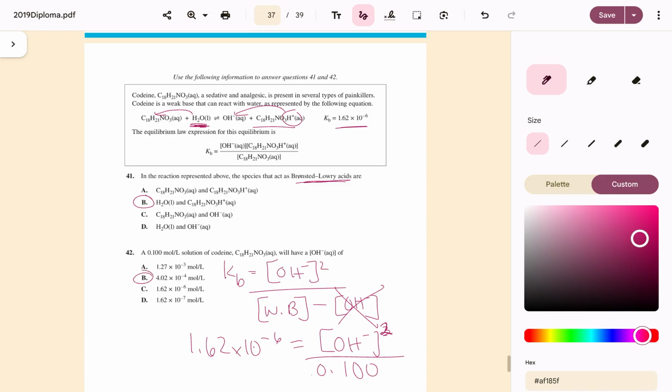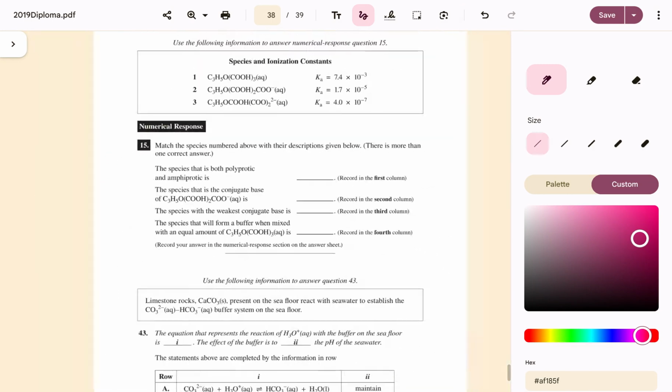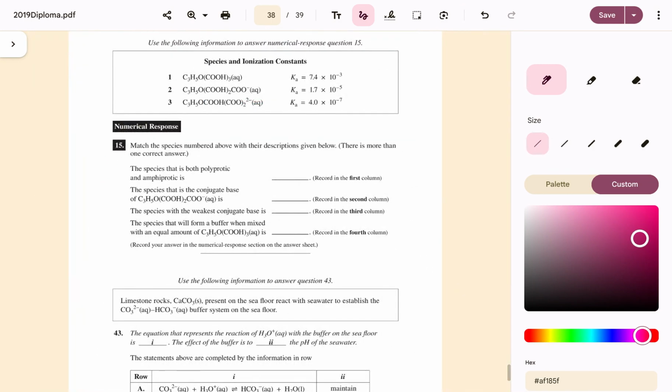So multiply this out of the denominator and then square root the whole thing to get OH by itself. Okay. Now, this one here, giving information about some compounds with their Kas, and then asking which species is both polyprotic and amphiprotic. So to be polyprotic, you have to have more than one hydrogen or more than one negative to donate. And to be amphiprotic, you're able to act like an acid or a base. So with this, actually, 2 or 3 work.